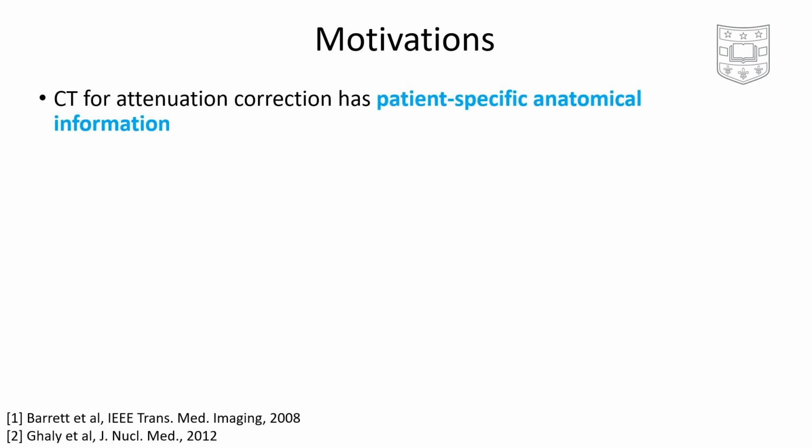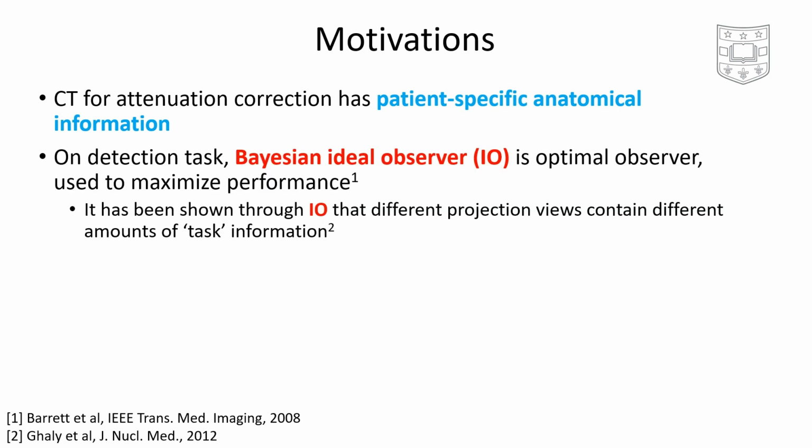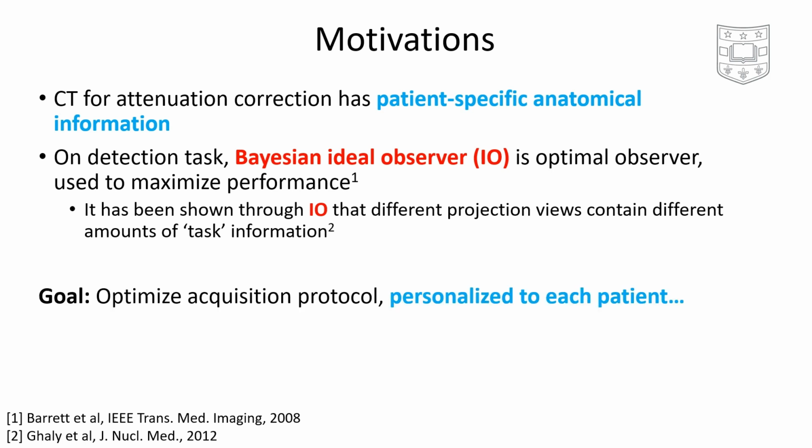In this setting, we recognize that the CT map often acquired for attenuation correction contains patient-specific anatomical information such as the location and boundaries of major organs. Additionally, we also know that for the detection task at hand, the Bayesian ideal observer, or the IO, is an optimal observer that has been used to maximize performance of an imaging system or protocol in the past. It has also been shown that through the IO, different projection views contain different amounts of task information when it comes to myocardial perfusion SPECT.